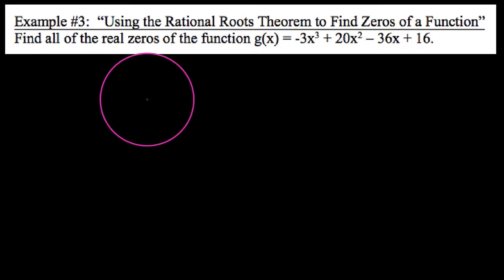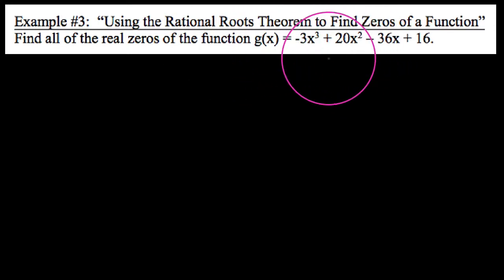Okay, YouTube, in this video we're going to continue our exploration of the rational roots theorem to find possible rational roots for a polynomial, but basically just putting it into practice. So we have some function g of x here, y equals this, and what we want to do is find all of the real zeros of the function, or all the x-intercepts.